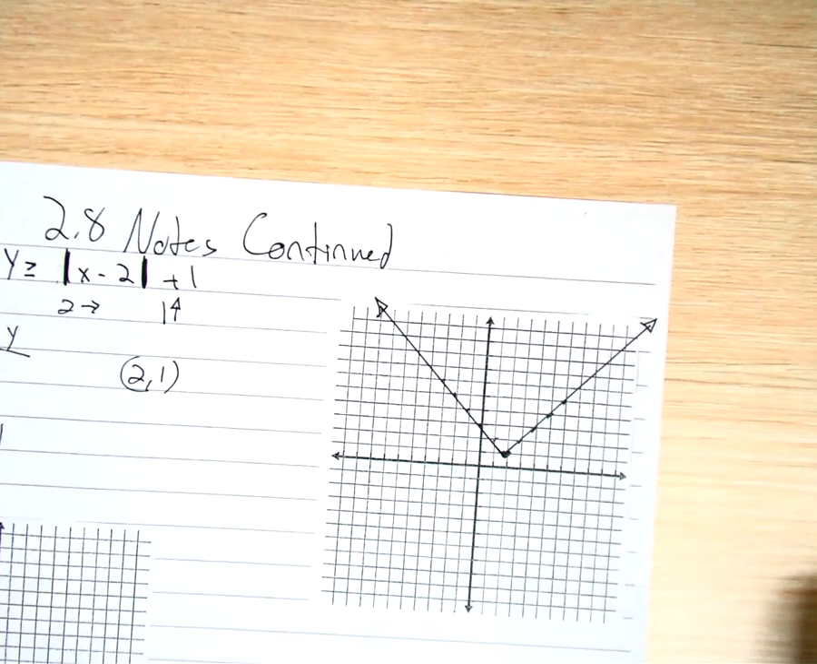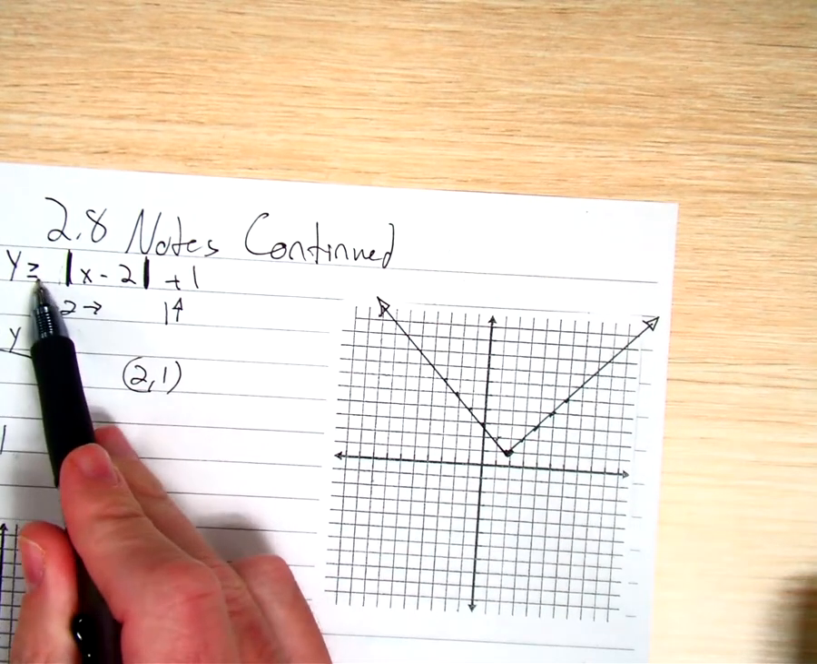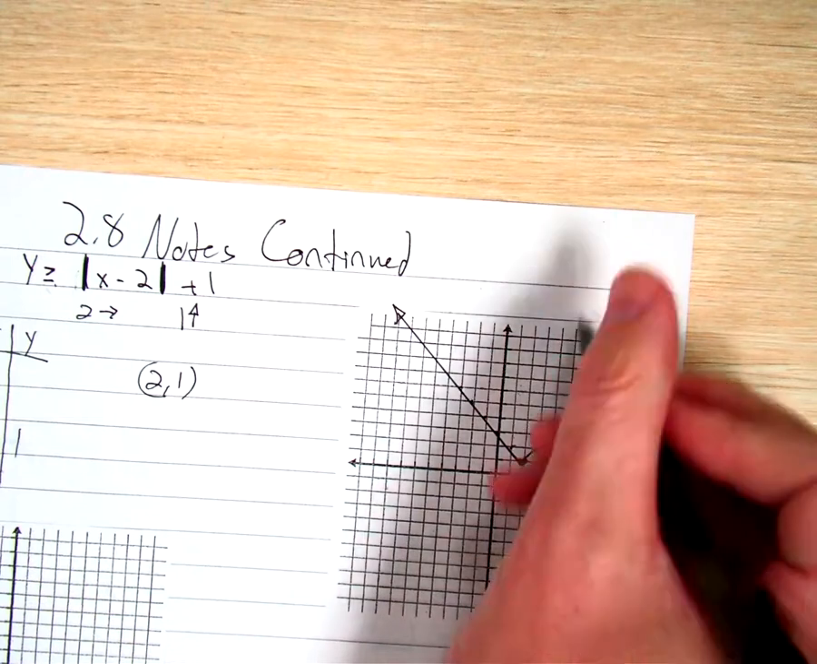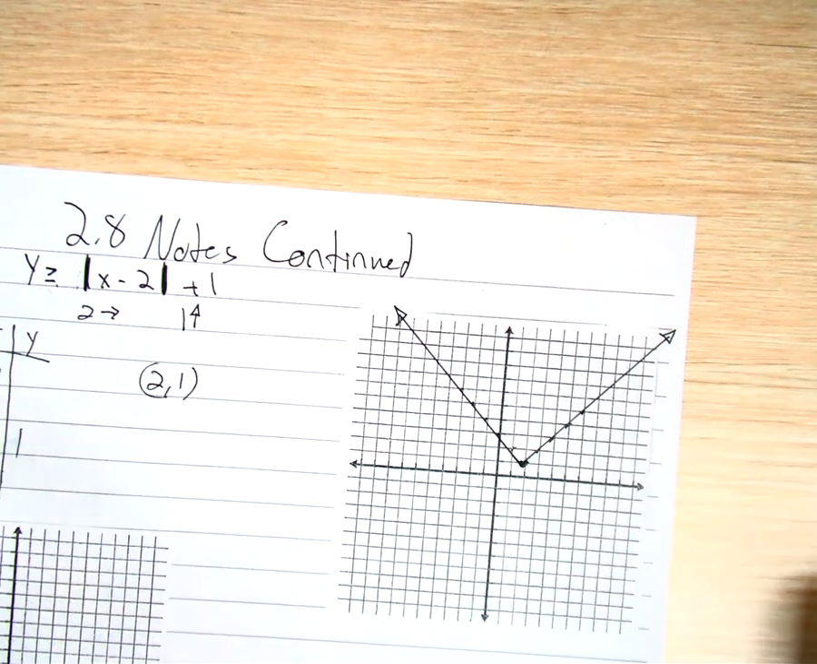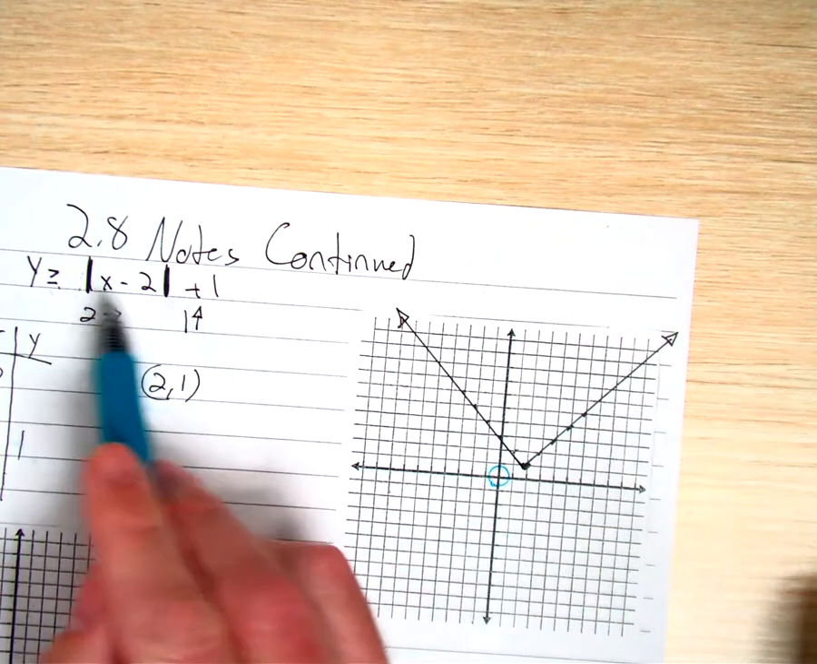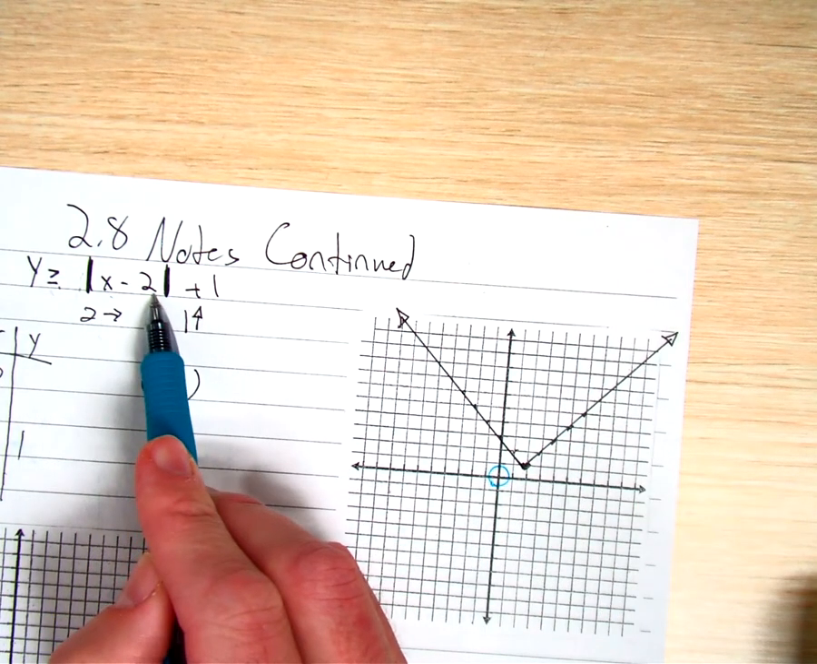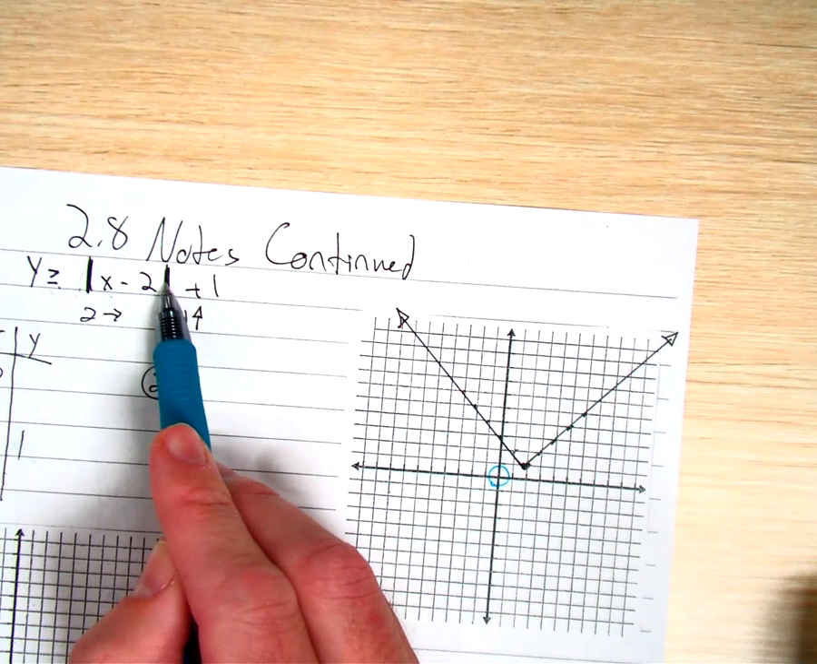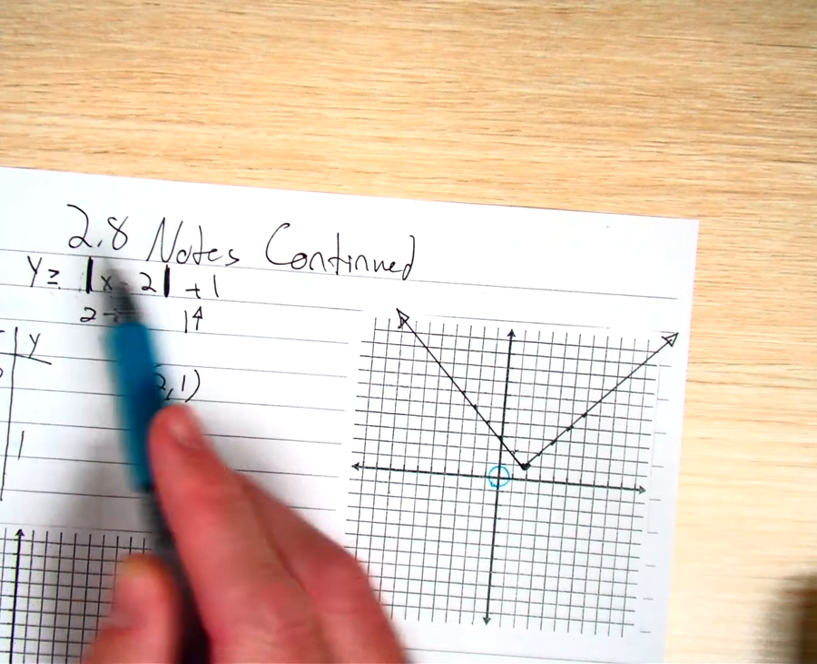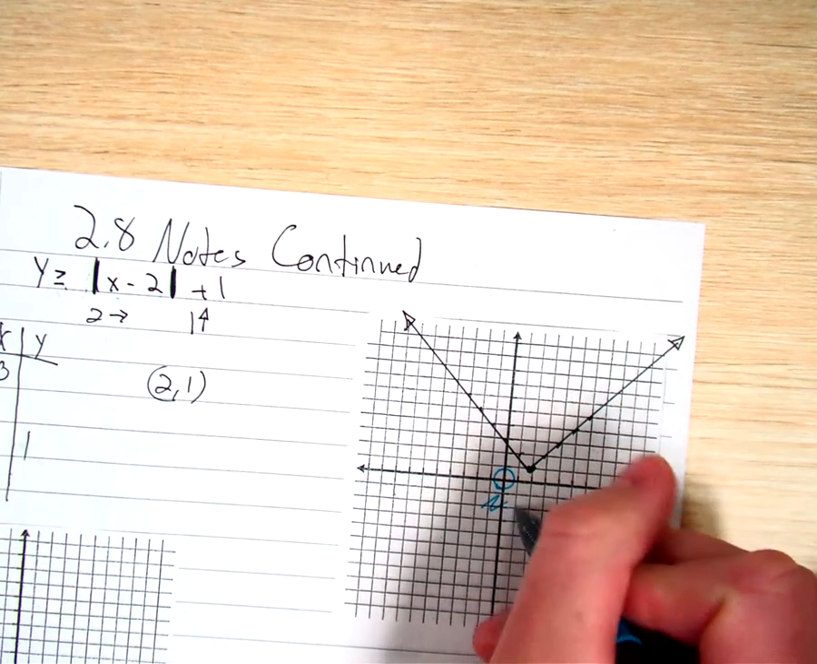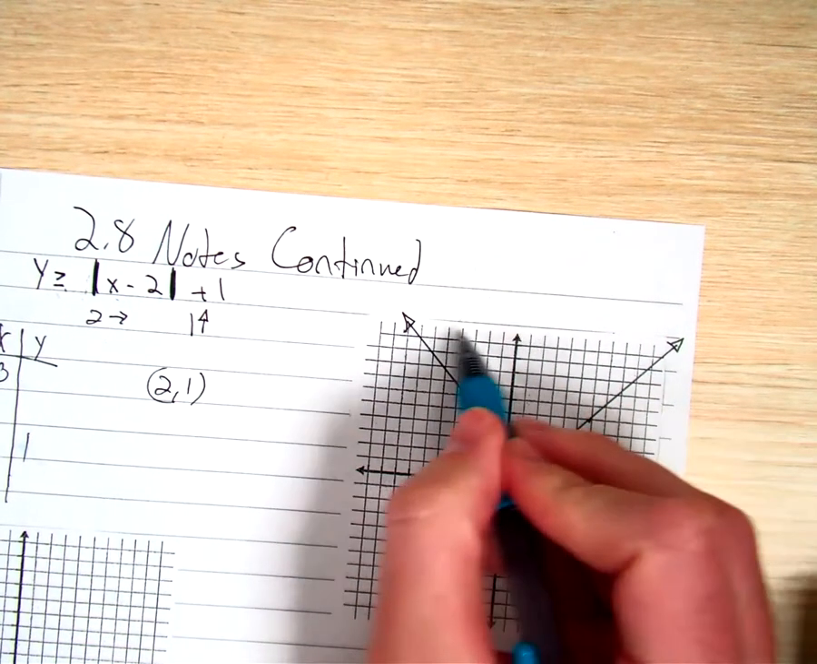Now, greater than or equal to. Again, it's going to mean up from our point. And we're welcome to test one. Let's see if I put in 0, 0. Test 0, 0. 0 minus 2 is negative 2. Absolute value of negative 2 is positive 2. Plus 1 more is 3. Is 0 greater than or equal to 3? No. Didn't work. So I'm going to shade this side.